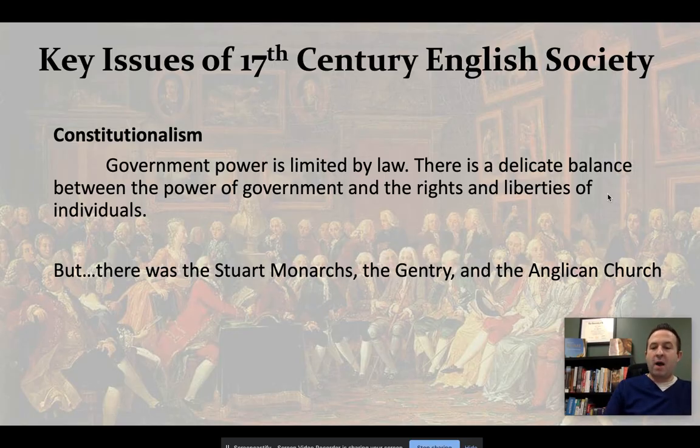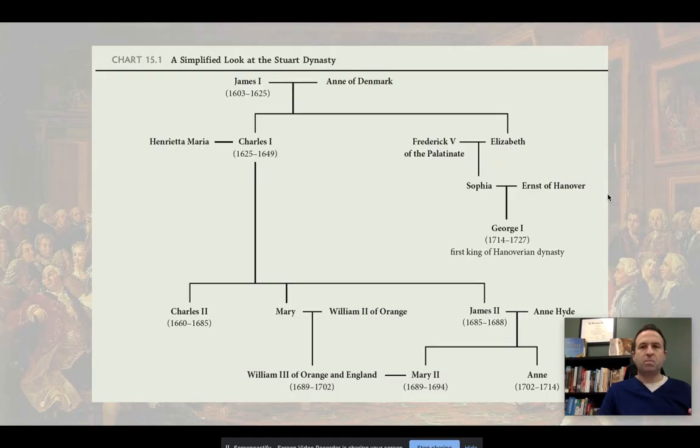So let's talk about some problems facing these English monarchs. Remember, these English monarchs, the Stuart kings, they want absolute authority. Every king does. They want that absolute power. So let's talk about the Stuart dynasty here. The Stuarts ruled England for most of the 17th century. You see the lineage on your screen right here.